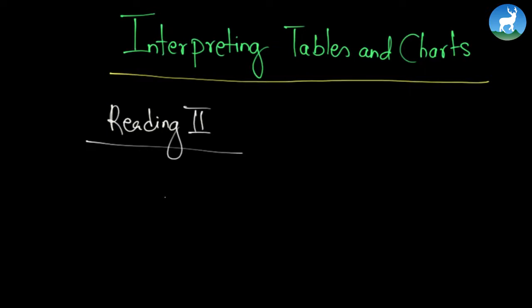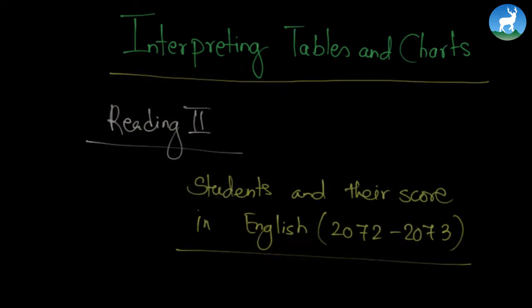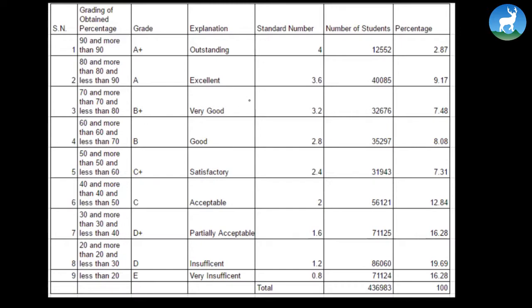The first table shows the students who appeared in the SLC exam in the academic year of 2072 and 73 and their score in English. Let us now look at the table. This is the table that we have. We have serial number here and then grading obtained in percentage. We have different kinds of grades. We have explanation, that is the type of the grade that the student got. We have the standard number, which is out of 4. And after that we have the total number of students, and each student count is divided by the total and we got the percentage. Now let's look at it closely.